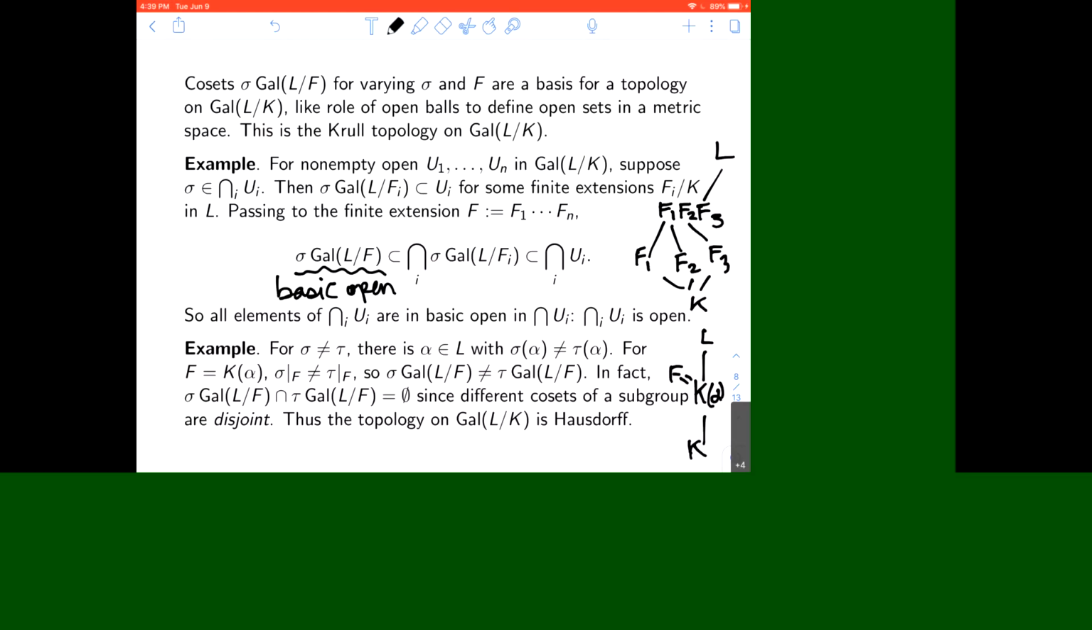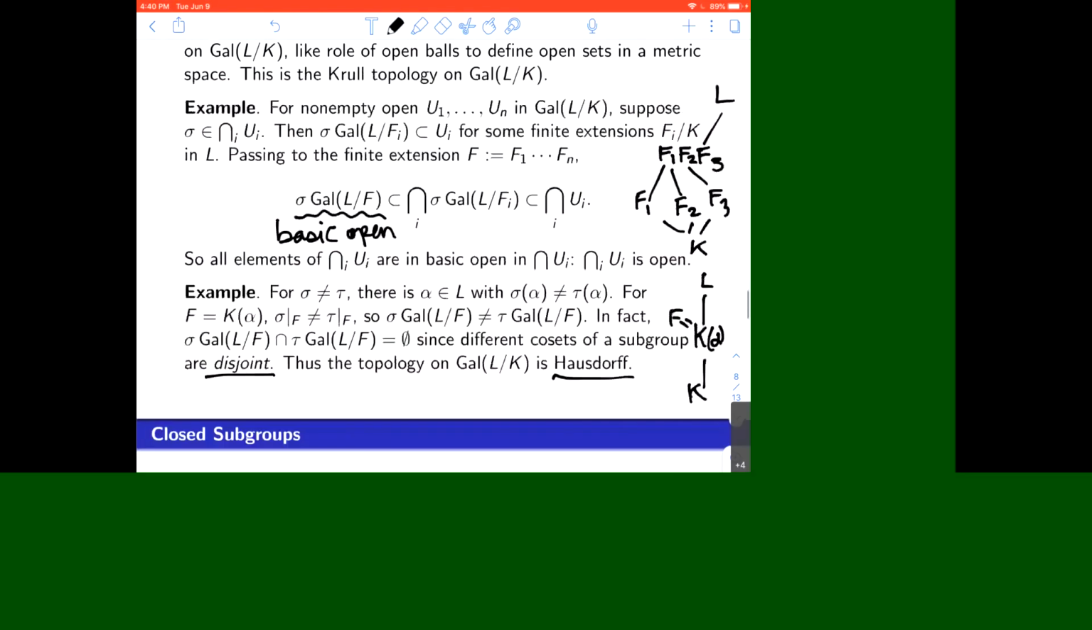But from group theory, if two cosets are different, they're in fact completely disjoint. And so these basic opens around sigma and tau are not just unequal, but in fact disjoint. That means we've constructed disjoint open sets around sigma and tau, and so the topology is Hausdorff. So this topology on the big Galois group of L over K has the Hausdorff property. All right, if there are any questions?